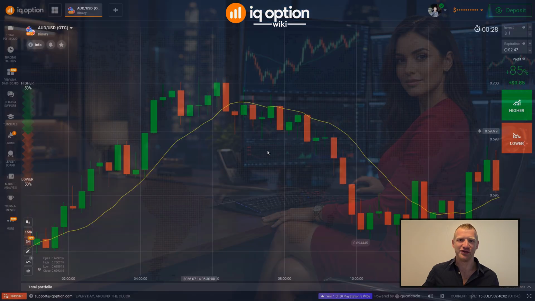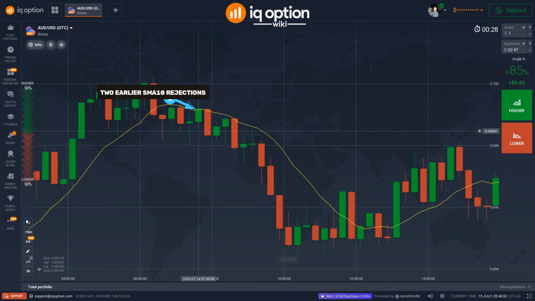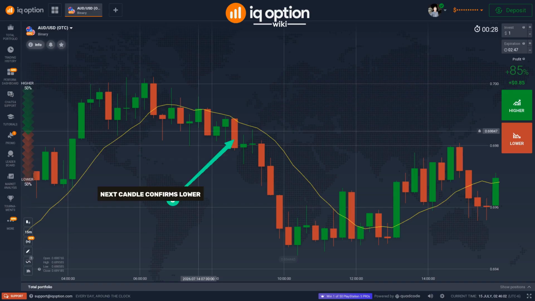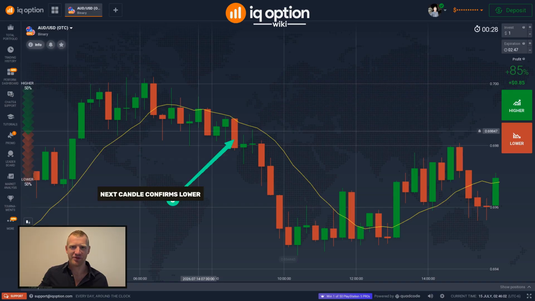In the marked example, 2 earlier rejections show that price has respected the SMA. Price pulls back to the line, then the next bearish candle confirms the lower example. Before acting, confirm that the market is clearly trending and that price rejected the SMA instead of repeatedly cutting through it. Practice on the demo account first.